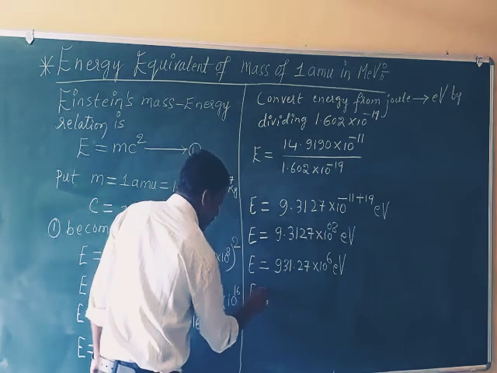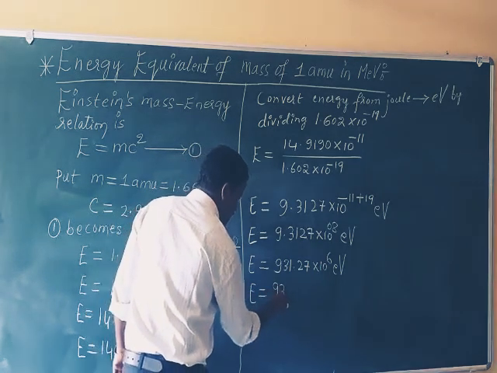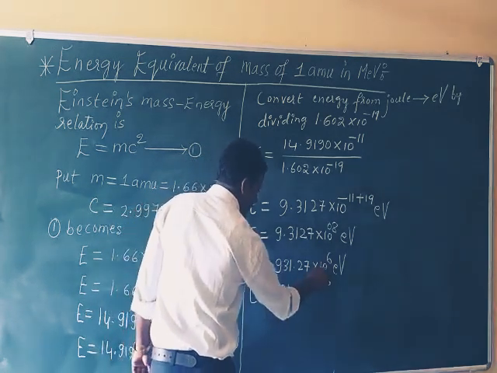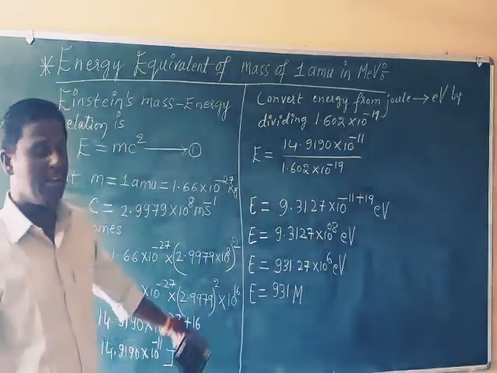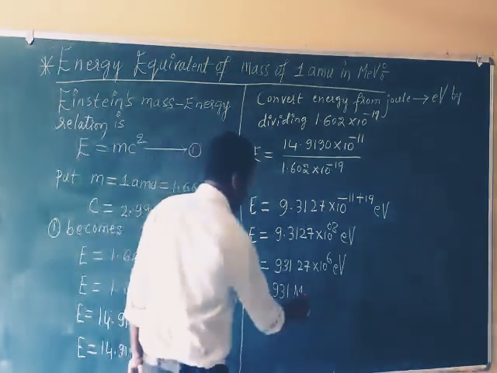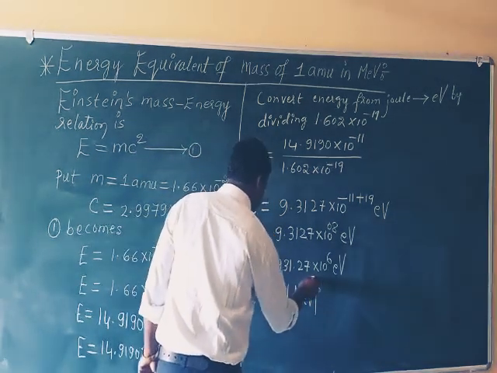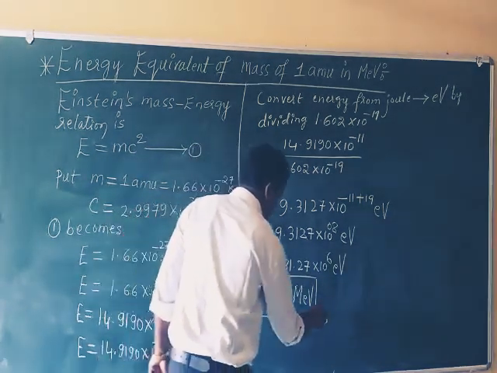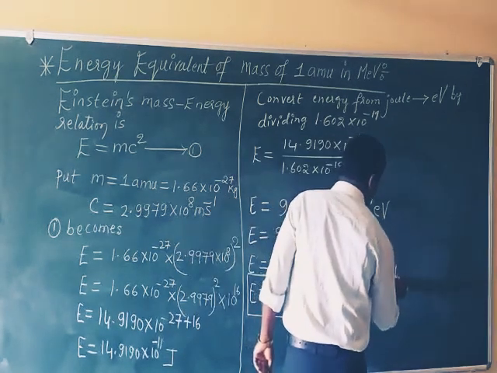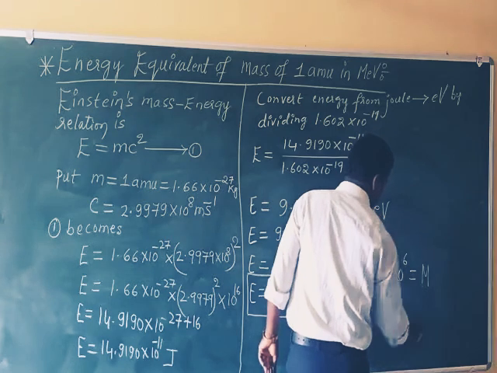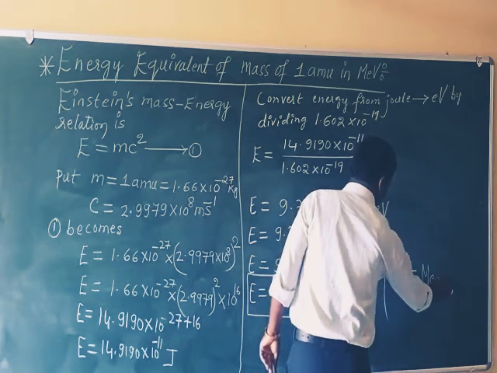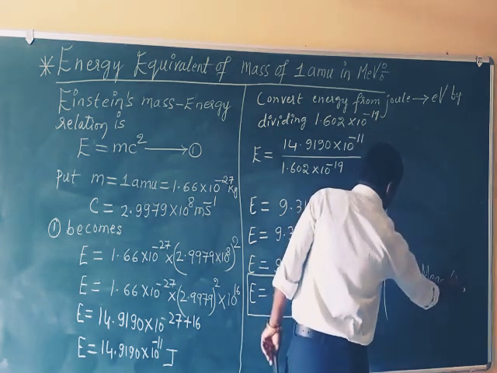So finally what do you write now? 931, here 10 to the power of 6 is mega. 10 to the power of 6, you should say mega, mega electron volt. So here 10 to the power of 6 is mega. Mega, capital M.